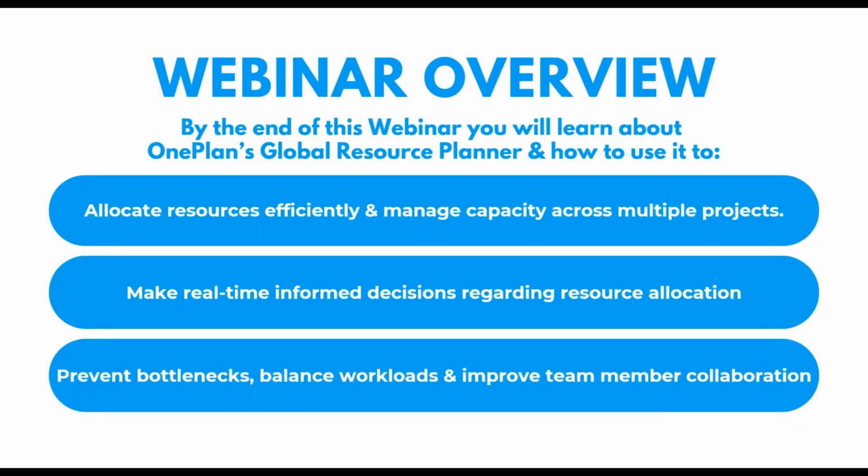As I said, today we're going to be discussing the OnePlan Global Resource Planner, which is a tool designed to help organizations allocate resources efficiently and manage capacity across multiple projects, which many of you have mentioned is an issue that you run into frequently in your organizations. By providing real-time visibility into resource utilization and capacity, the Global Resource Planner allows managers to make informed decisions regarding resource allocation, prevent bottlenecks, balance workloads, and improve collaboration between team members.